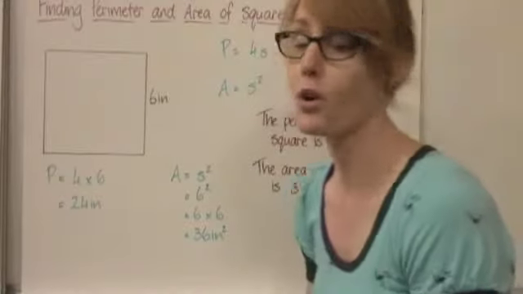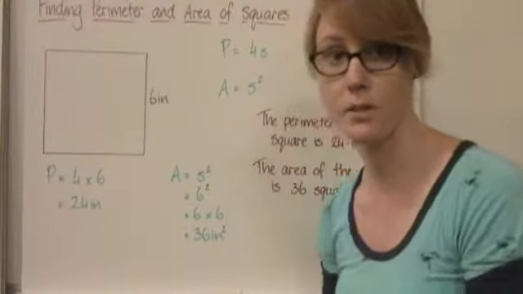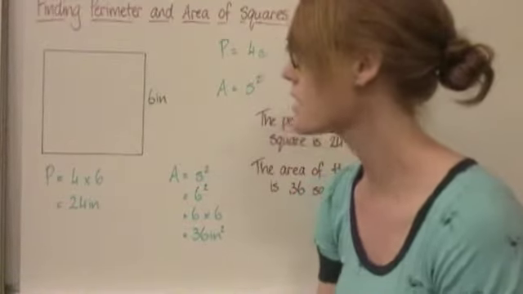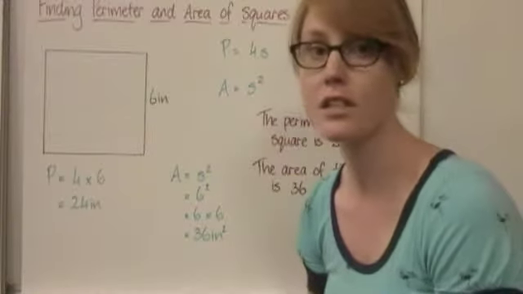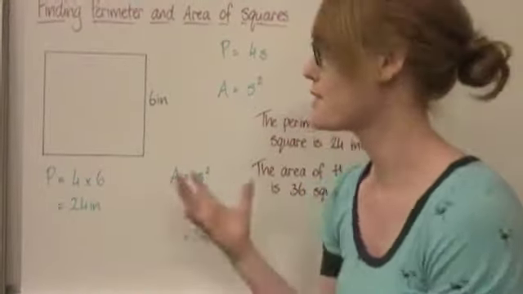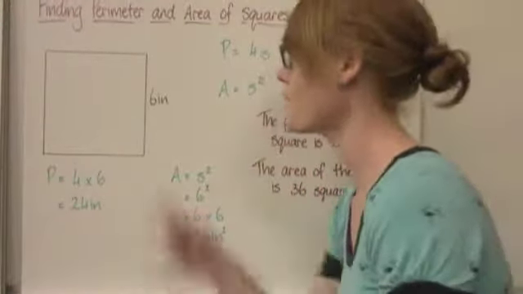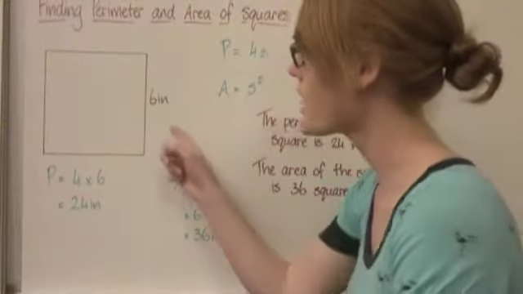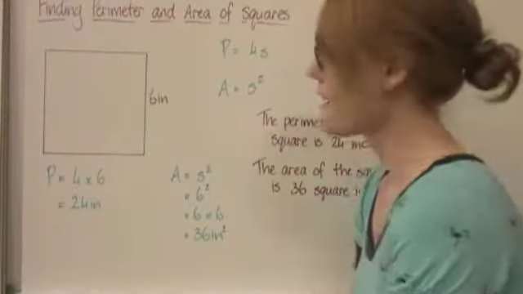Now, as I mentioned before, we're also taking a look at finding the perimeter and area of squares because squares are special types of rectangles. And you could use the same formulas as you do for rectangles, but there are other formulas that you could use that might make it a little quicker because squares have equal sides. So here we have a square that measures 6 inches. So each side of the square is 6 inches in length.